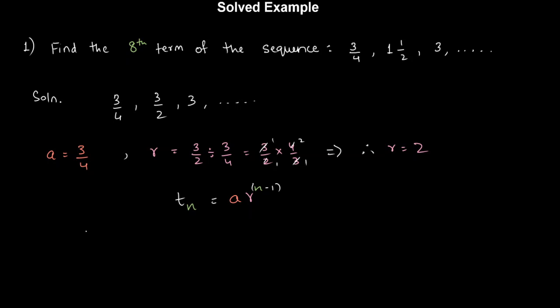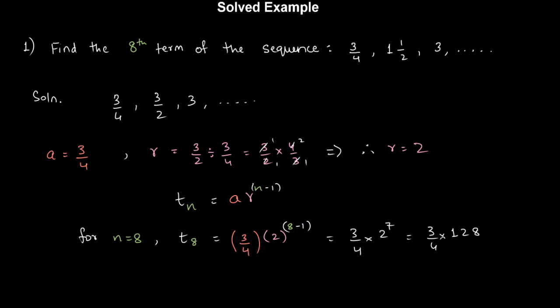So for n equal to 8, I get the value of T8 as, let's plug in the values. a we know is 3 upon 4, so 3 upon 4 into r, which is 2, raised to n minus 1. n we know is 8, so 8 minus 1. Let's quickly solve this. It's 3 upon 4 into 2 raised to 8 minus 1, which is 7. That makes it 3 upon 4 into 2 raised to 7, which is 128.